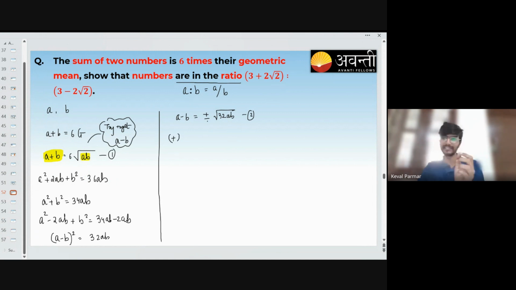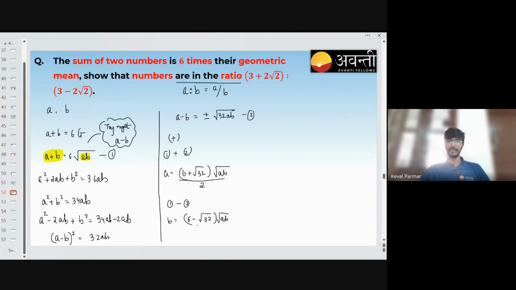Negative sign के लिए भी same ही answer आएगा. No need to worry, so you can neglect the negative sign here, or you can check afterwards. So for the positive sign, if I add 1 plus 2, I'll get A as (6 plus root 32) root AB upon 2. Correct? And if I subtract 1 minus 2, what I'll get? B will be equals to (6 minus root 32) into root AB upon 2.